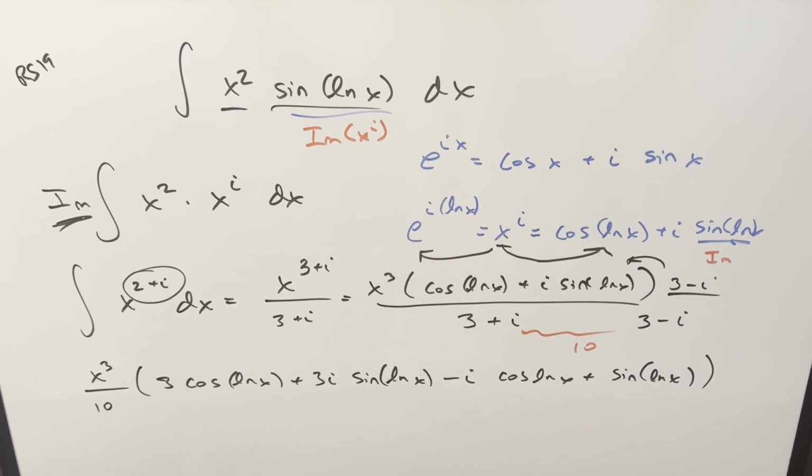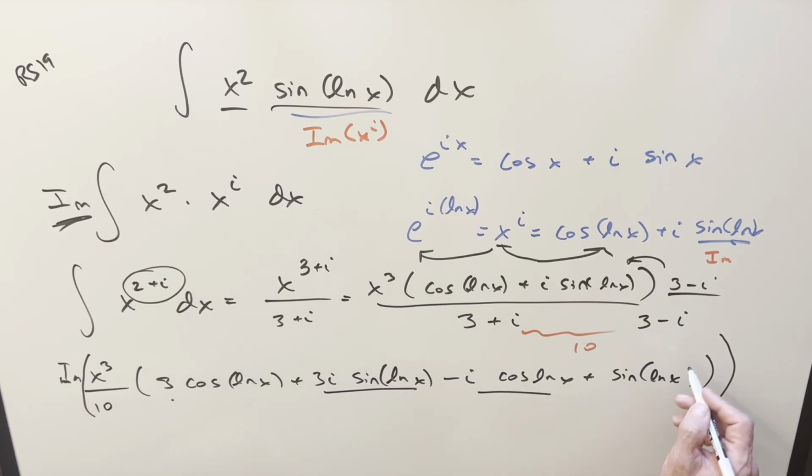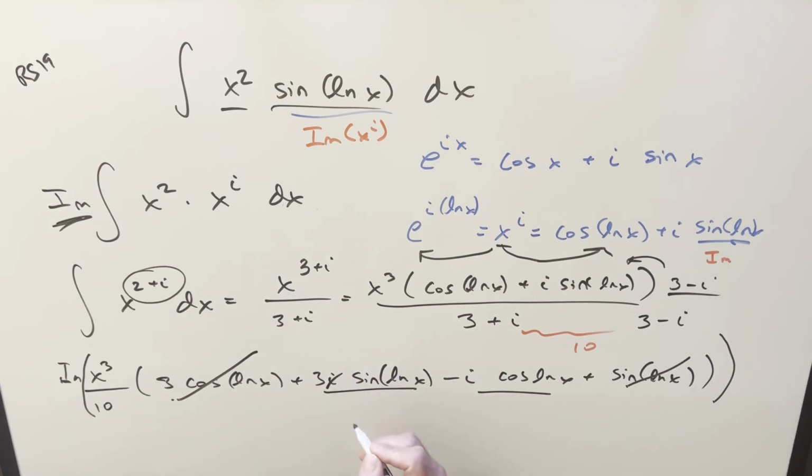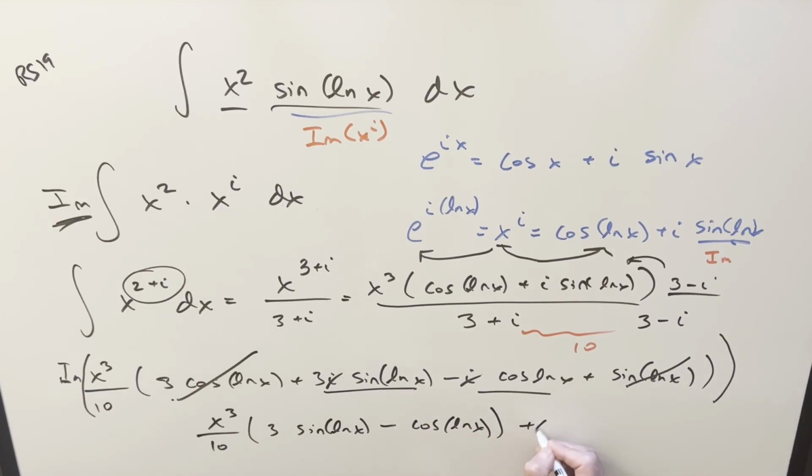But I think this is a good point to bring back the imaginary part, because in the end, what we want is the imaginary part of all this stuff. That's going to allow me to disregard any of the real parts. I think you can see that the imaginary part is going to be with this stuff and this stuff. This is going to be real, this is going to be real. And when we take the imaginary part, we actually just drop the i. So we can put this all together. For the final solution, we just get x cubed over 10 times 3 sine ln x minus cosine ln x, plus c, and that's it.